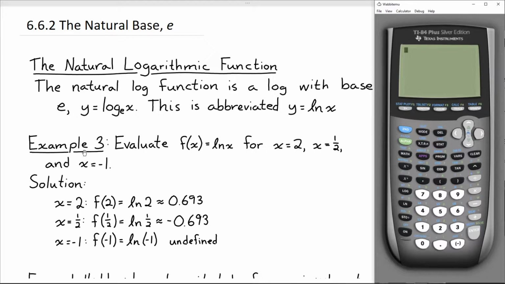So example 3, because this is part 2 of the section, so that's why we're starting with example 3. We want to do ln of x when x is 2, when x is 1/2, and when x is -1. So you just come over here, ln 2, there. That's all you have to do.